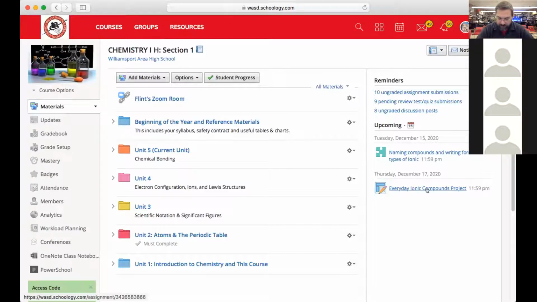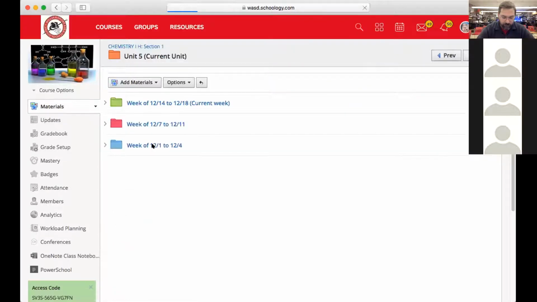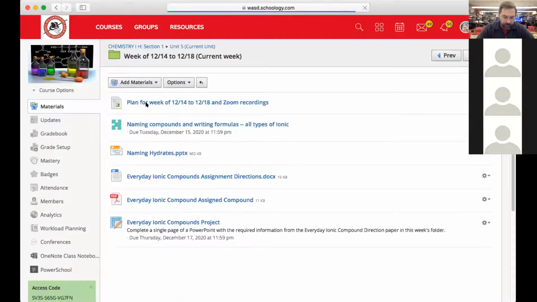But anyway, it says Everyday Ionic Compounds worksheet or project. You should be able to even get that done today if you want. It doesn't take that long to do. But if you were to click on that, it takes you to the assignment itself, which is actually just a link for a PowerPoint. But what you really need to do to be able to do that project and understand what to do is in the folder for this week, there are 3 documents.